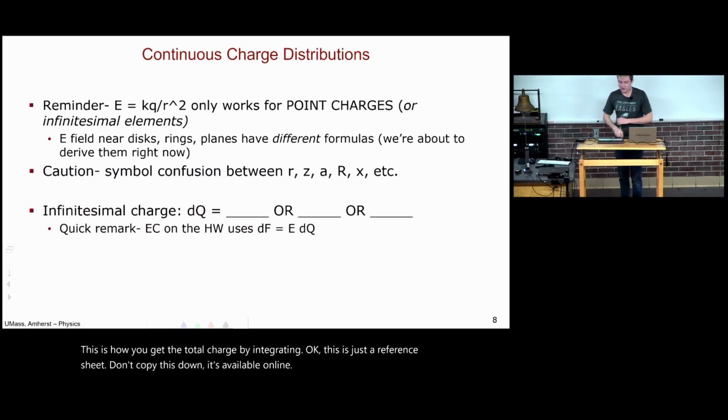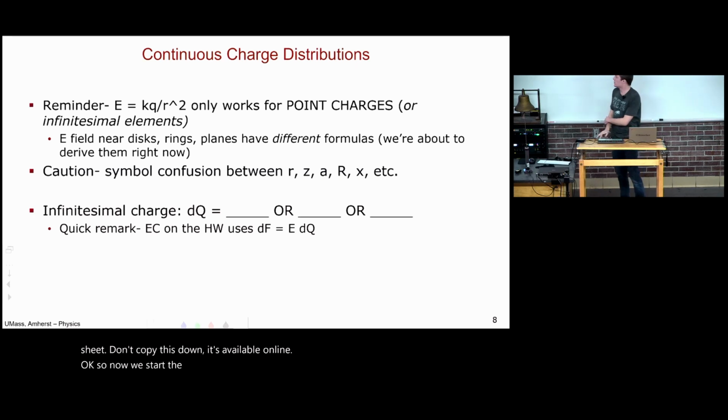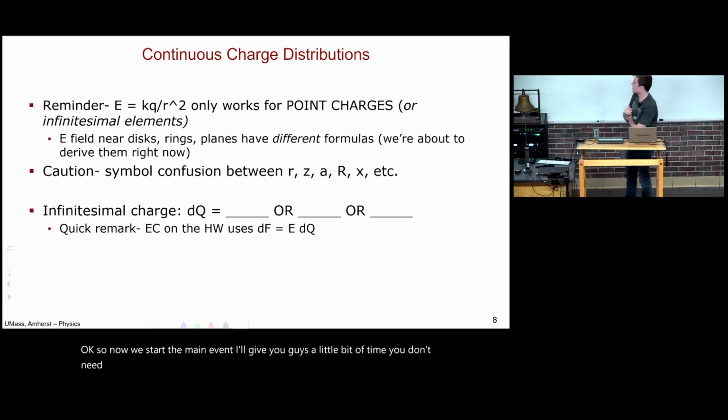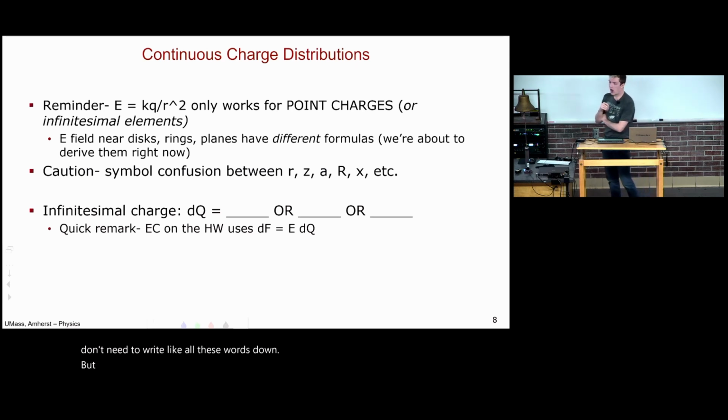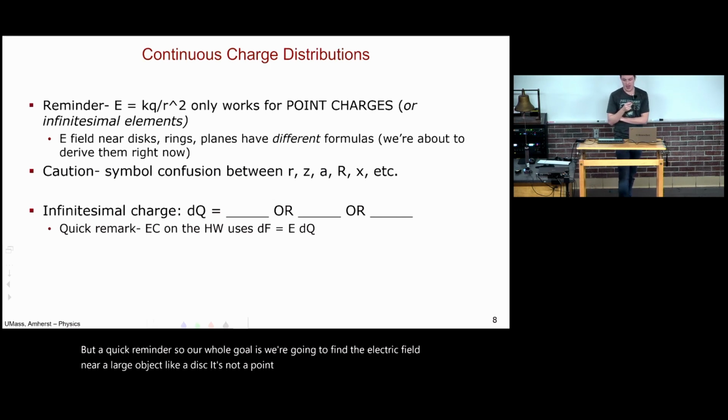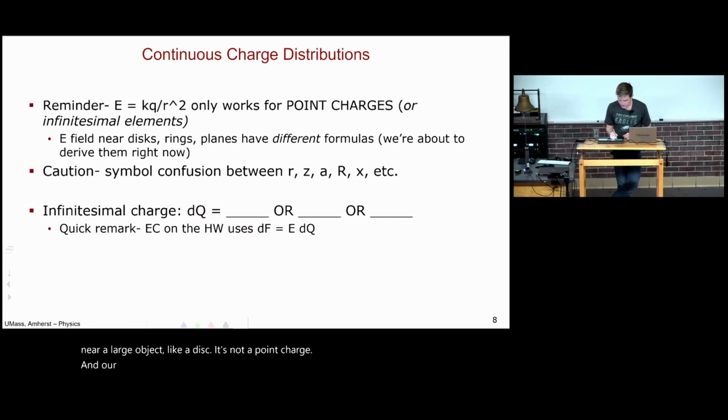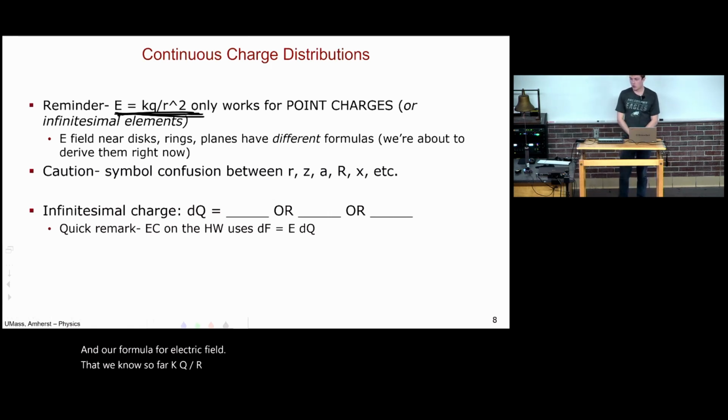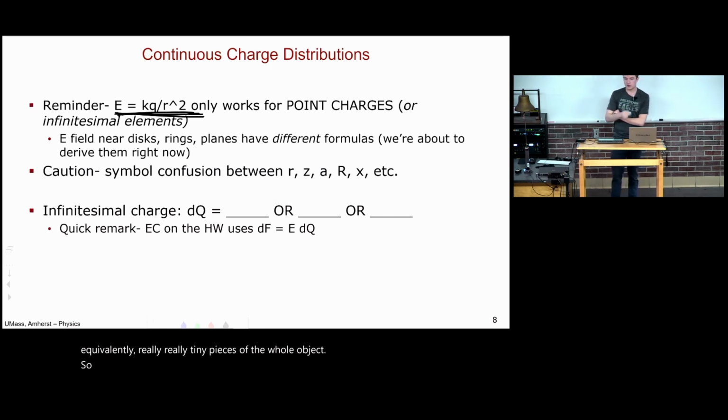Okay, so now we start the main event. I'll give you a little bit of time. You don't need to write all these words down. But a quick reminder, our whole goal is we're going to find the electric field near a large object like a disk. It's not a point charge. And our formula for electric field that we know so far, kq over r squared, is only true for point charges or equivalently really, really tiny pieces of the whole object. So we're not able to use this formula unless we're talking about a point charge.